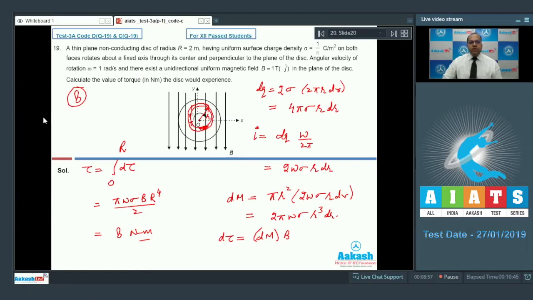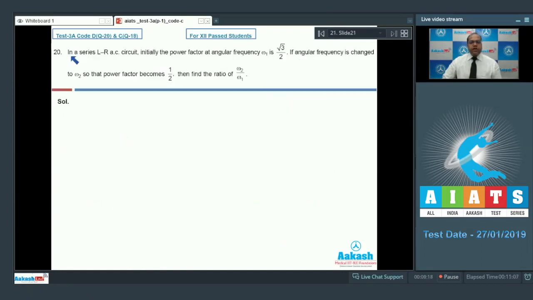Let's move to question number 20. In question number 20, in a series LR AC circuit, initially the power factor at angular frequency omega 1 is root 3 by 2. If angular frequency is changed to omega 2 so that power factor becomes 1 by 2, then find the ratio of omega 2 by omega 1.